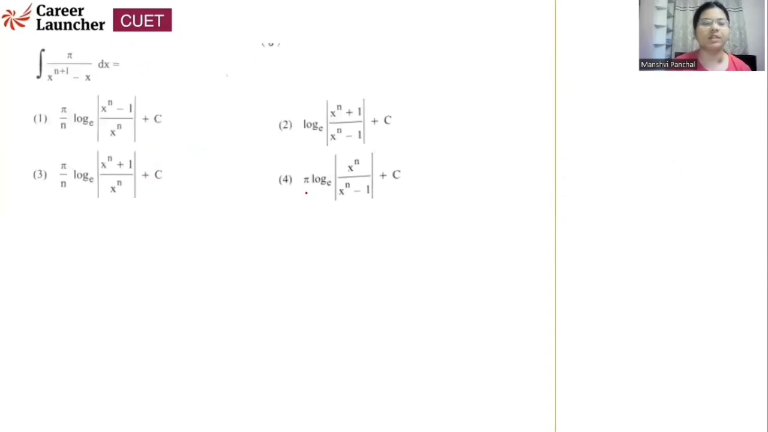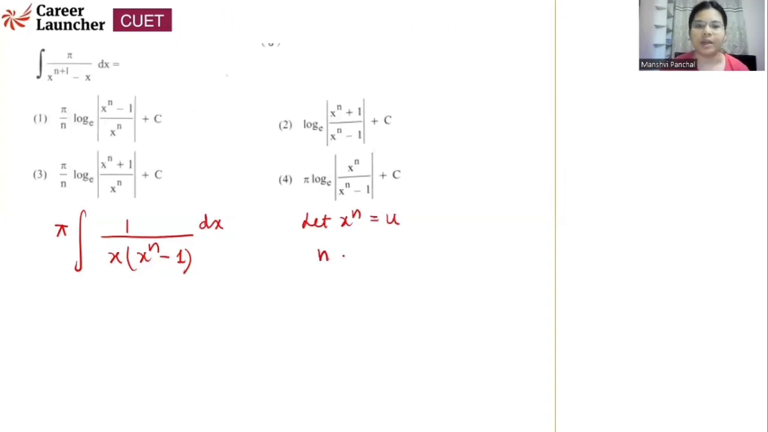We have question number 6. So in this, we have to integrate this, right? So I'll take pi common. This will become 1 upon, and I will take x common, x raised to the power n minus 1 dx. Now let x raised to the power n be u. So nx raised to the power n minus 1 dx will be du. Can I write it as nx raised to the power n dx upon x equals du?